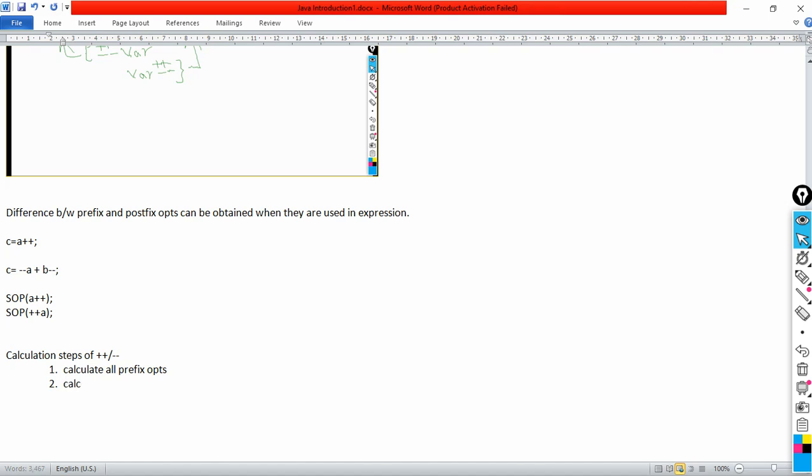Then second, calculate the formula or expression. Then calculate all postfix operators. These are three points that you have to remember clearly. First, calculate all prefix operators, then calculate the formula or expression, and after calculation of the formula, calculate all postfix operators. This is what happens.